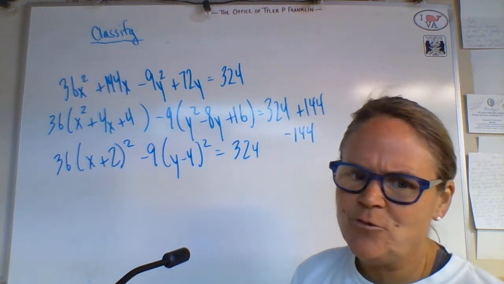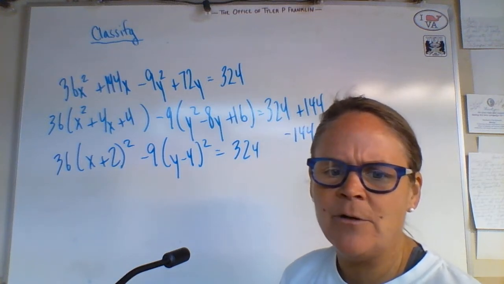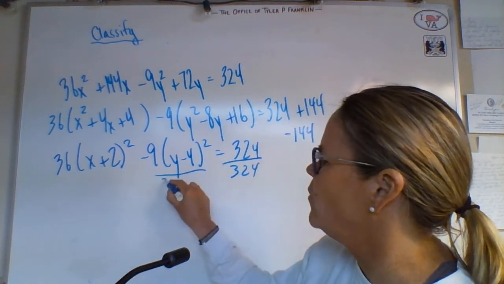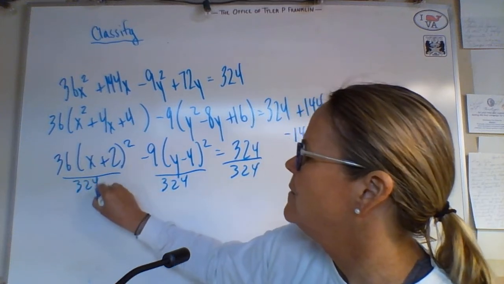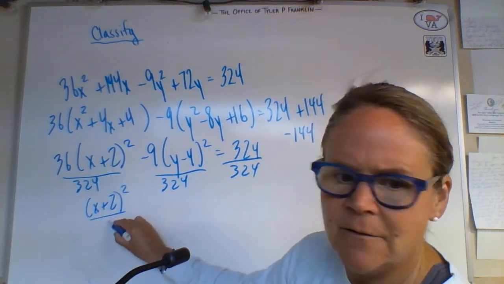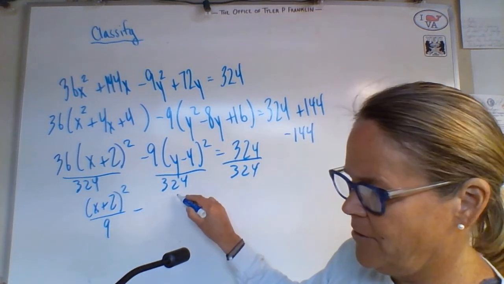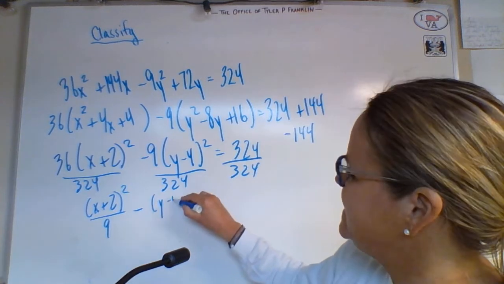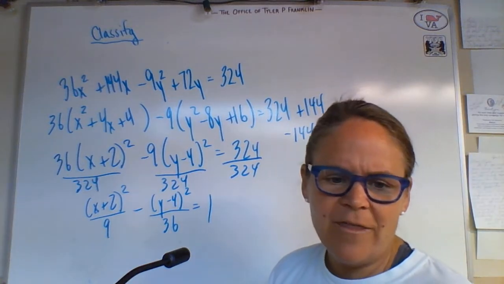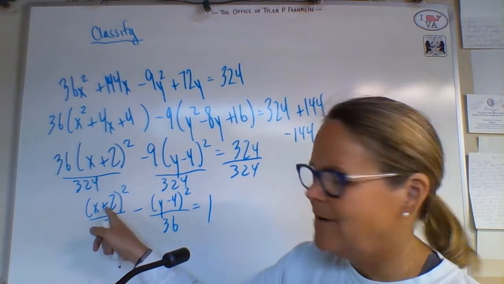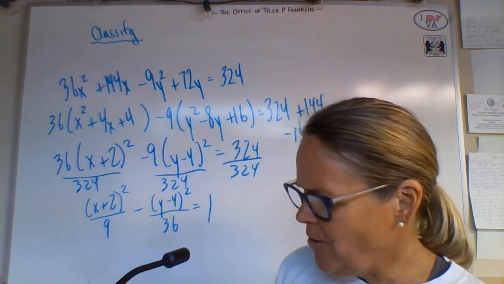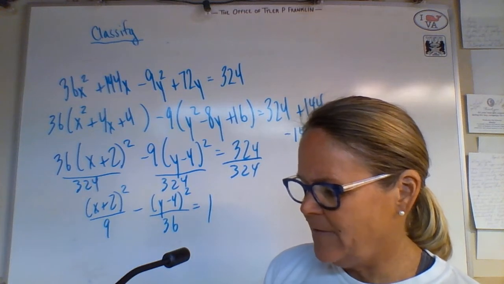Now, this is subtraction, they're both squared, so it's going to be a hyperbola. Equals 1. Divide everything by 324. 36 over 324 is 1/9. 9 over 324 is 1/36, equals 1. So with a hyperbola, center, opposite of x, opposite of y, is (-2, 4). All I asked with this actually was the vertices.